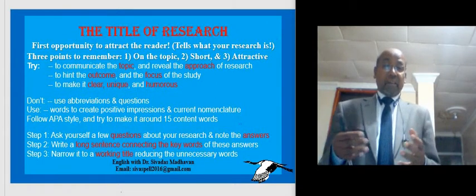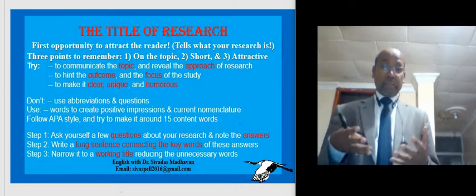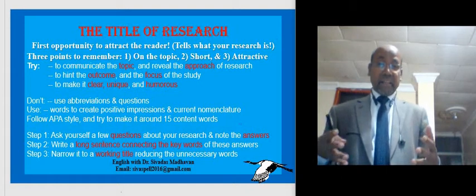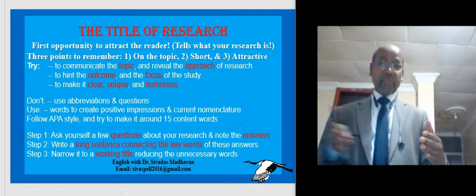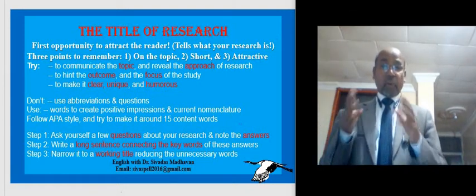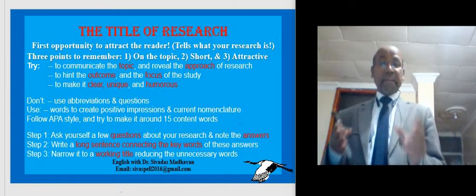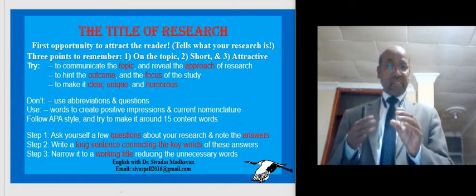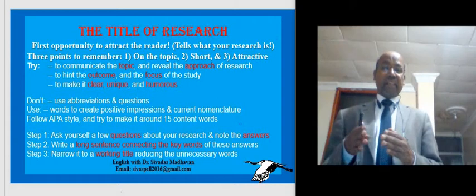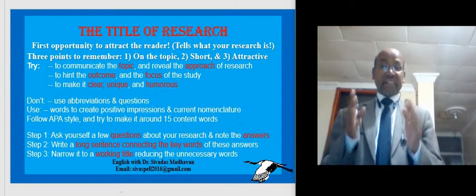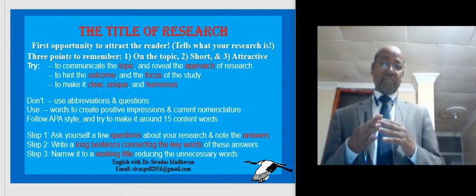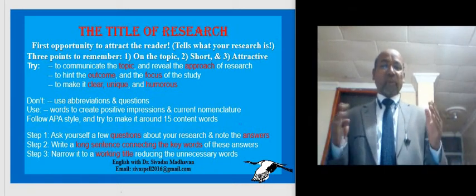Actually, when research scholars try to develop the research title, they have to follow so many rules and regulations, and the most important one is the documentation style. If you follow APA, the American Psychological Association, it has its own rules about making the title. They say that it should not be too long. They restrict the size of the title to around 15 content words. It should not be more than that. If it is more than that, it will be too bulky.